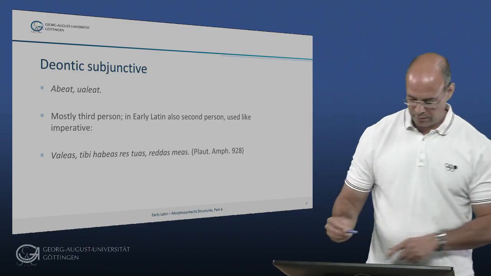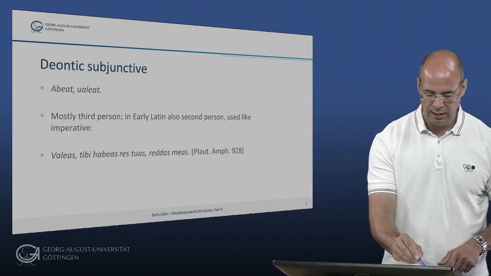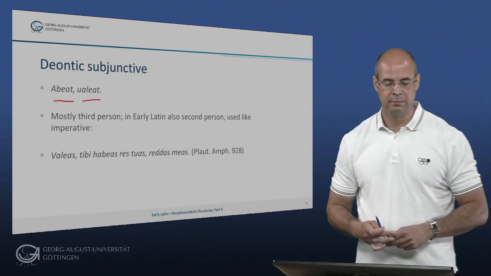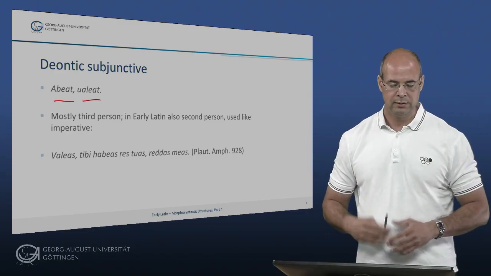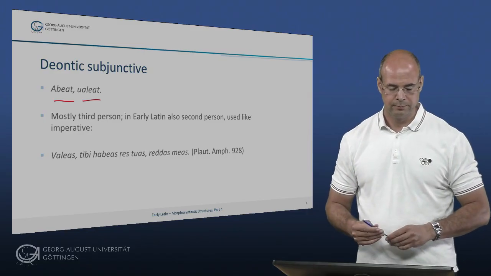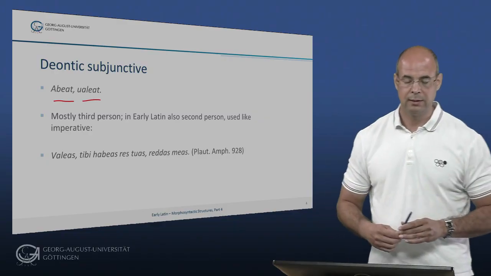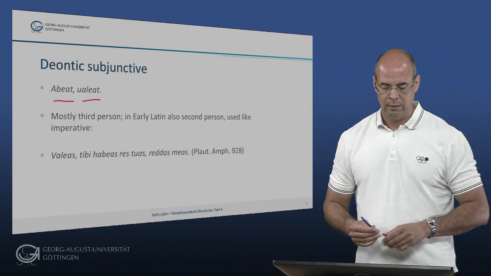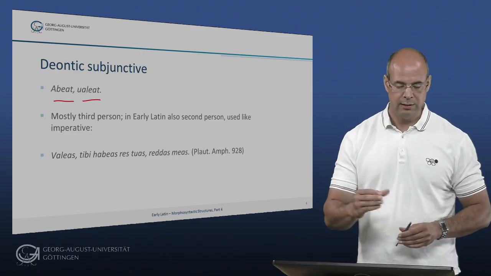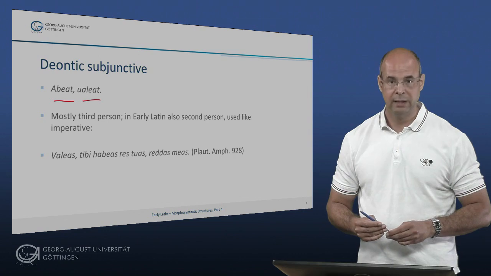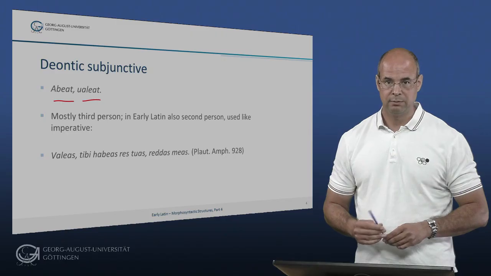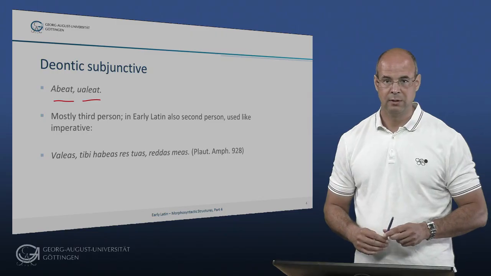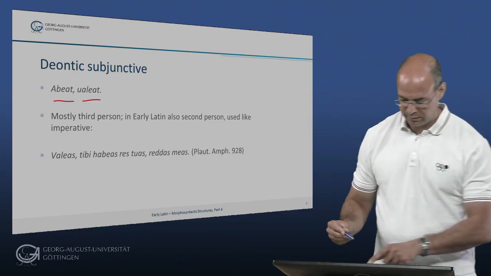So we get, for example, in classical Latin things like abeat, valeat, third person present subjunctive, let him go away, let her be happy. And these are also perfectly fine in early Latin, but in classical Latin, for second persons, you prefer an imperative. In early Latin, on the other hand, the second person present subjunctive can commonly be used instead of an imperative, as you can see here on my slide.